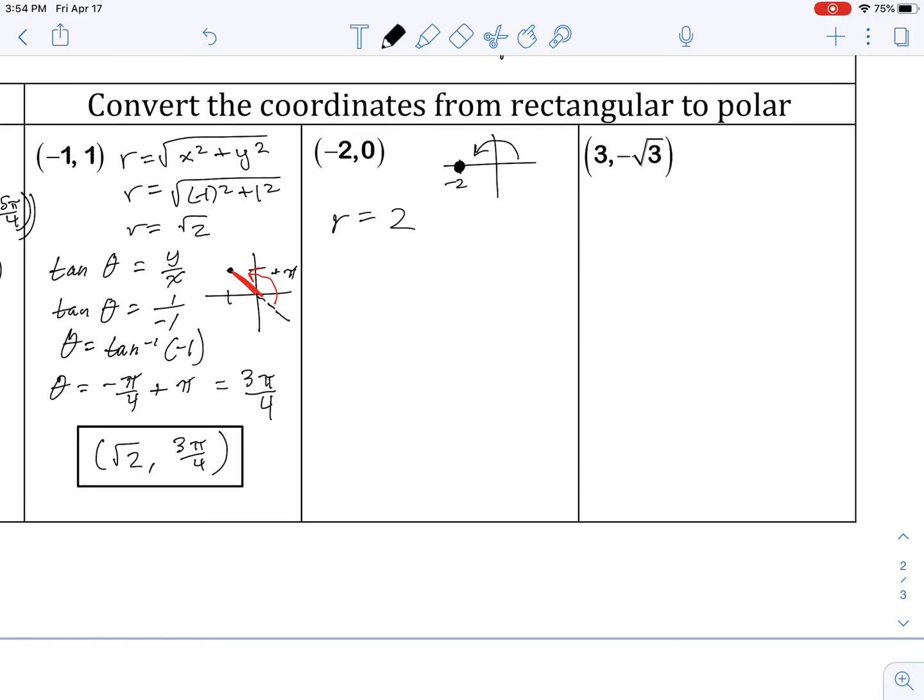What would my angle theta here be? Theta, in this case, would be simply equal to pi. Now, you could do the inverse tangent, and you could go ahead and calculate r is equal to the square root of the quantity x squared plus y squared. But just by graphing -2, 0, I can see pretty easily that my polar coordinate is simply 2, pi.